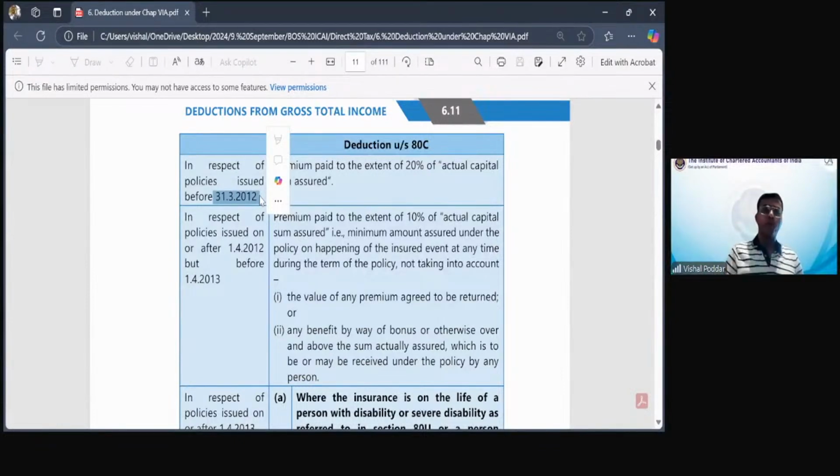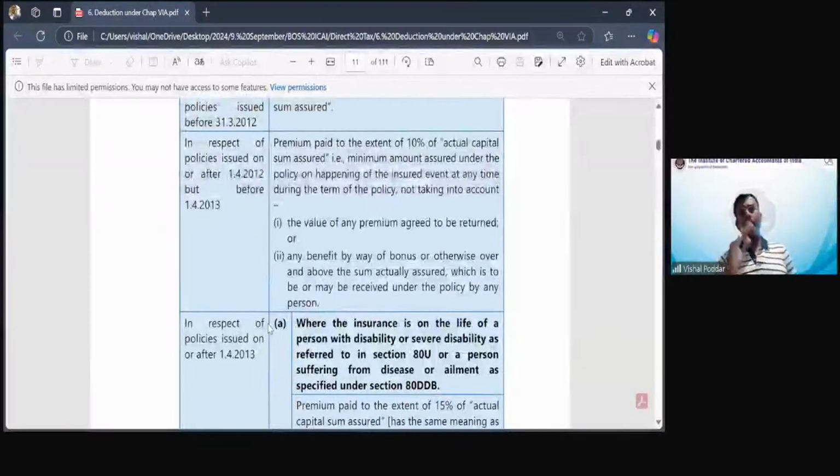If your policy is taken before this date, that is up to 31st March 2012, then the eligible deduction is up to 20% of sum assured. So whatever premium you are paying, you will compare that premium with the 20% amount. If your premium is within the 20% amount, you will get the deduction up to the amount of premium. If your premium exceeds the 20% amount, you get deduction up to 20% of the capital sum assured. Then, if your policy is taken after 1st April 2012, the limit is 10%. So everything else is the same. Only the limit up to which you will be allowed this deduction is the policy amount multiplied by 10%.